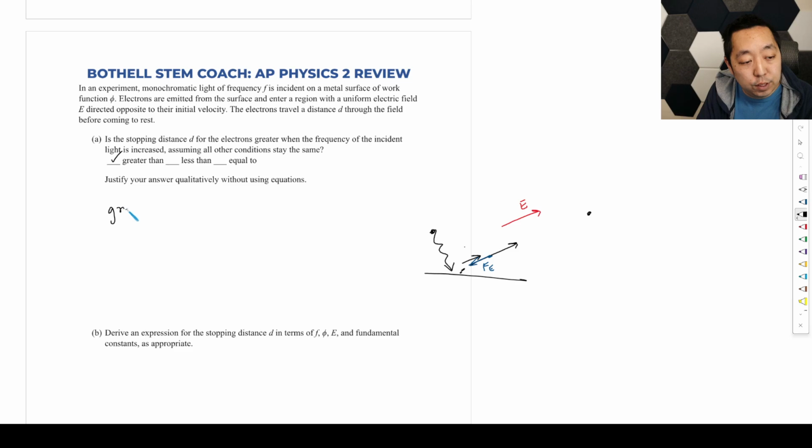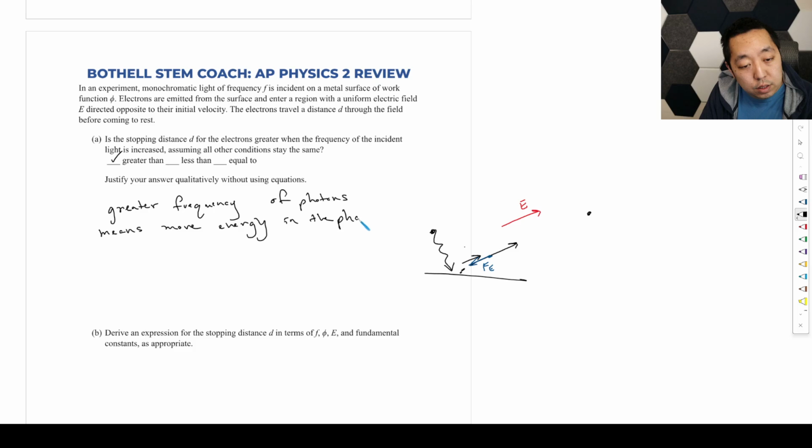So you want to say greater frequency of the photons means more energy in the photon. So the resulting kinetic energy of the electron increases, which means it travels further.